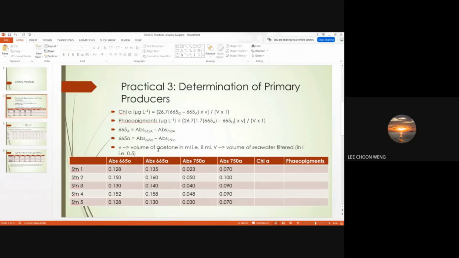So yeah, this is how you use the formula. This is a monochromatic equation to determine the chlorophyll A pigment concentration.